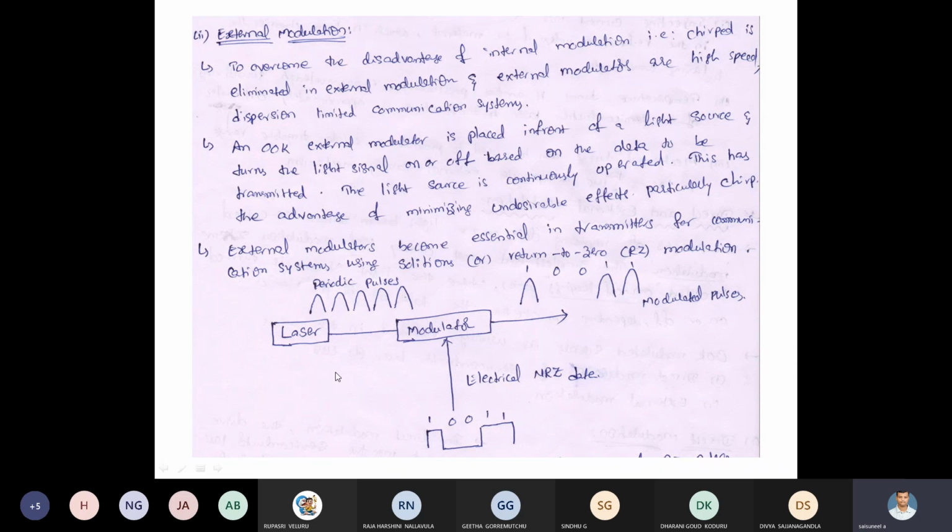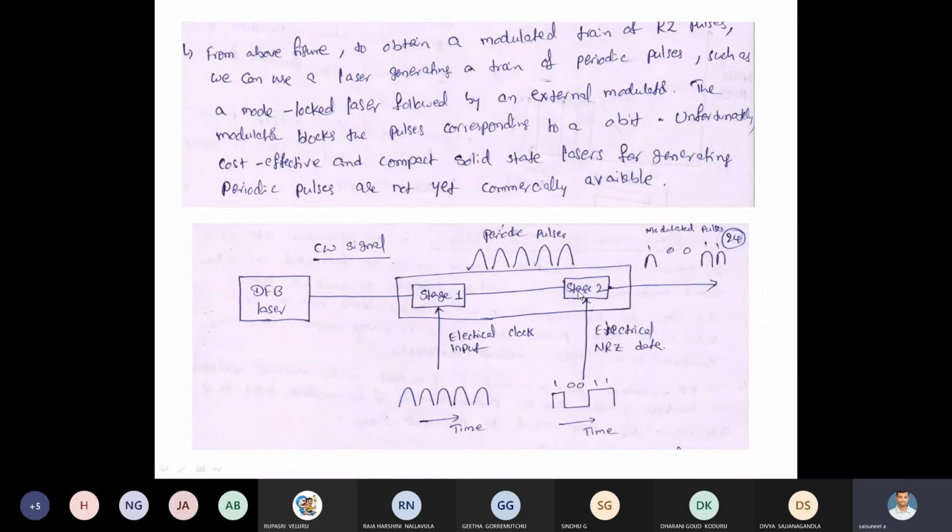This is a message signal. This is a carrier signal. We are going for modulation. Here, whenever we give the input message signal 1, the light pulse will be present. Whenever 0, this light pulse should be off. That is, whenever 1 is coming, the light signal of the modulator is present. Whenever 0, the light signal of a particular signal is off. That is 1 0 1 1. This is the method for the external modulator.